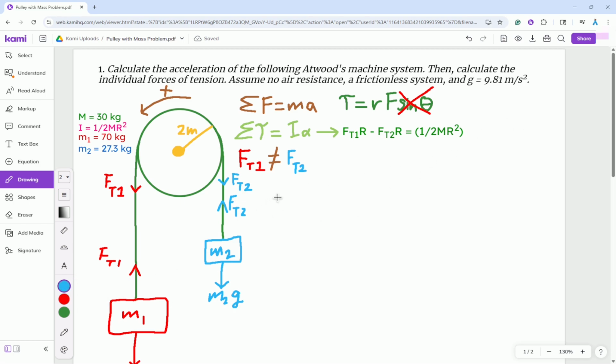And that is that the linear acceleration is just the radius times the angular acceleration. In other words, a is equal to R alpha. Now, if we divide both sides by R, you can see that a divided by R is alpha. We're going to sub that in.